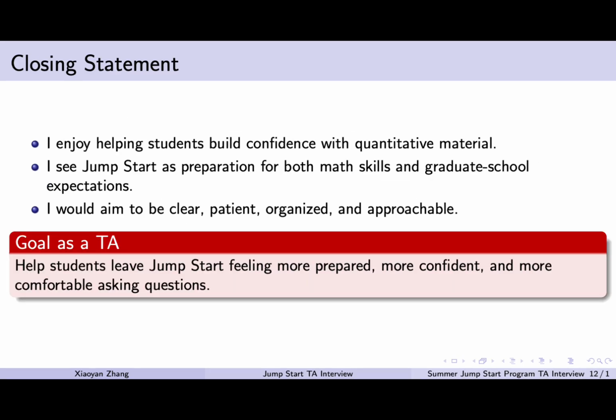Overall, I am interested in the Jumpstart TA role because I enjoy helping students build confidence with quantitative material. I think Jumpstart is an important moment because students are preparing not only for specific math problems, but also for the pace and expectations of graduate school. So, as a TA, I would aim to be clear, patient, organized, and also approachable. I would want students to leave Jumpstart feeling more prepared, more confident, and more comfortable asking questions.